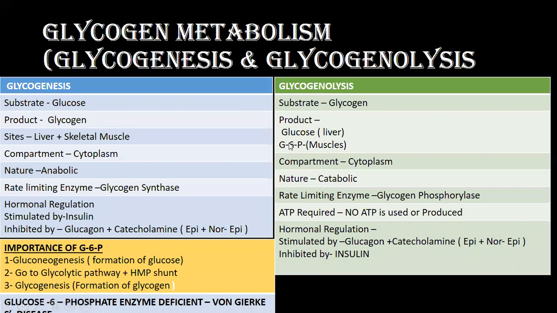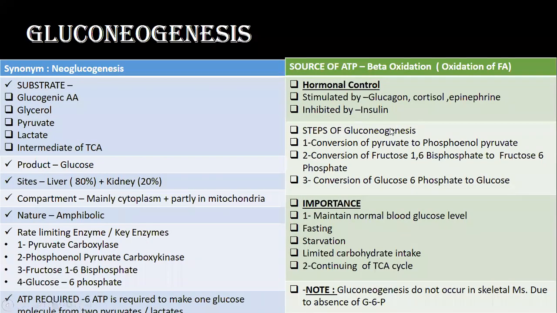Then moving to another part, we have discussed everything about gluconeogenesis. One question might come: why is acetyl-CoA not a substrate of gluconeogenesis, because acetyl-CoA is a substrate of maximum pathways, but why not for gluconeogenesis?